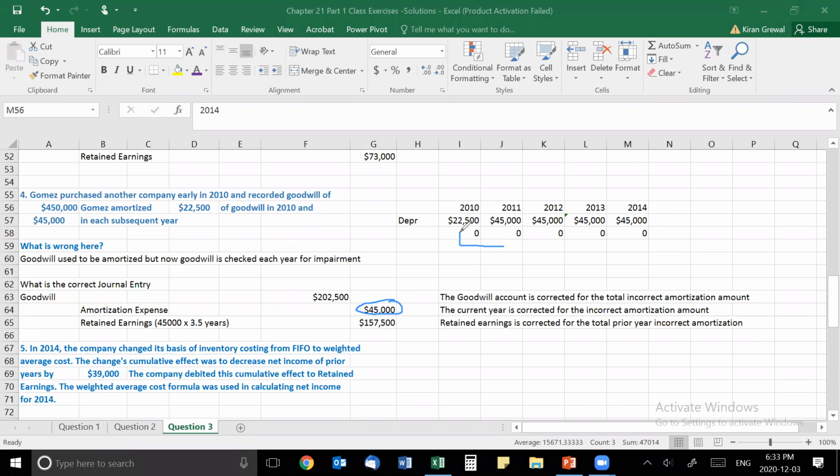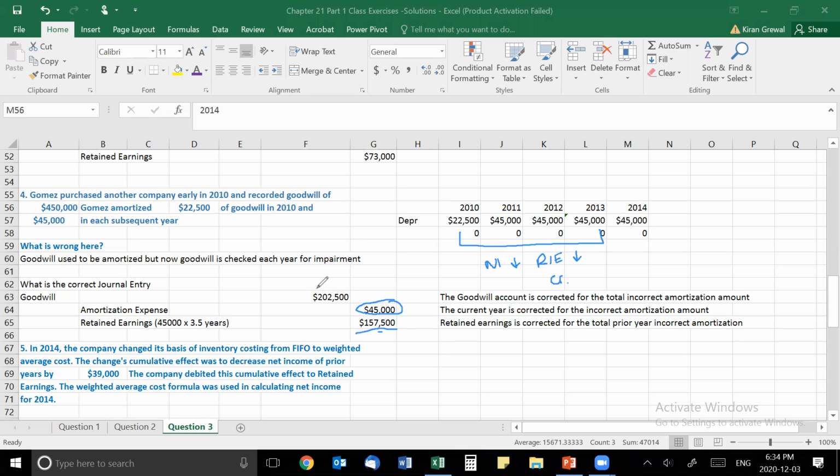For the rest of the years, we have to figure out, add this all up. So if we took more amortization than we were supposed to, then net income for all those 3 years would be too low. Retained earnings is too low. So we have to bring retained earnings back up. So we have to credit retained earnings. So the total of all these 4 amounts is $157,500. So we're going to credit that.